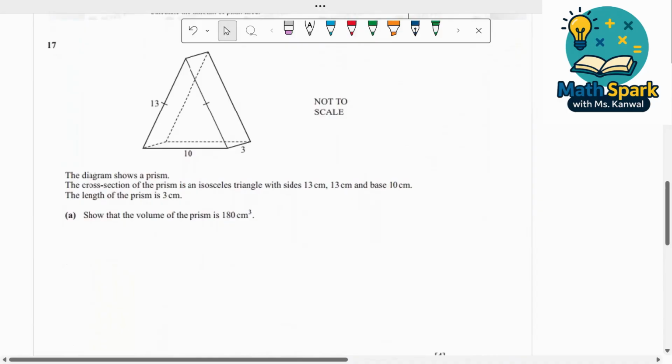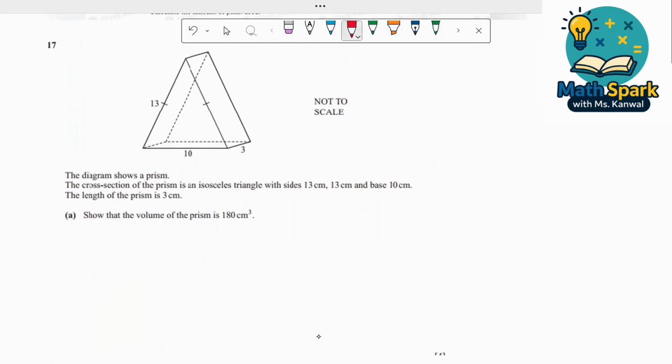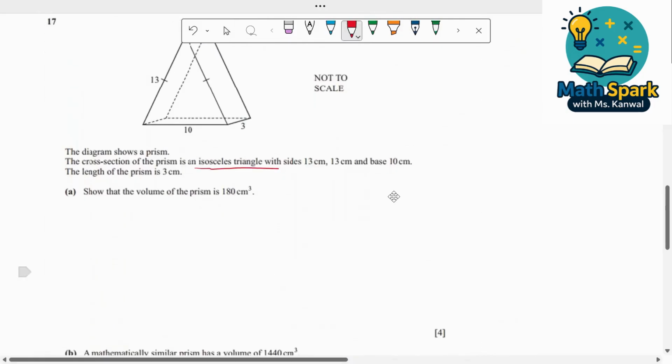Okay, here comes another prism, another past paper question. The diagram shows a prism. The cross section of the prism is an isosceles triangle. They have already told us that the cross section is an isosceles triangle with sides 13, 13 and base 10. The answer is given. We have to show the volume of the prism.